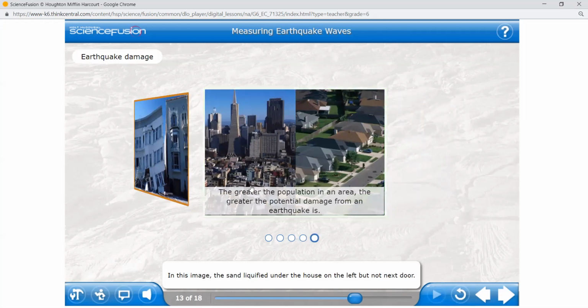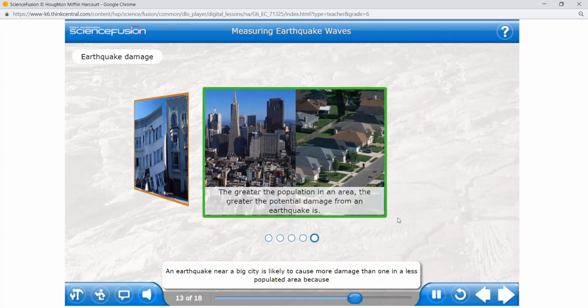The greater the population in an area, the greater the damage. Of course, girls, a greater population means the city has more buildings and more things placed near each other, so there is more potential of getting damaged. An earthquake near a big city is likely to cause more damage than one in a less populated area because there are likely to be more structures nearby to damage. In remote areas, an earthquake may cause significant changes to Earth's surface without causing much damage to buildings and other structures.